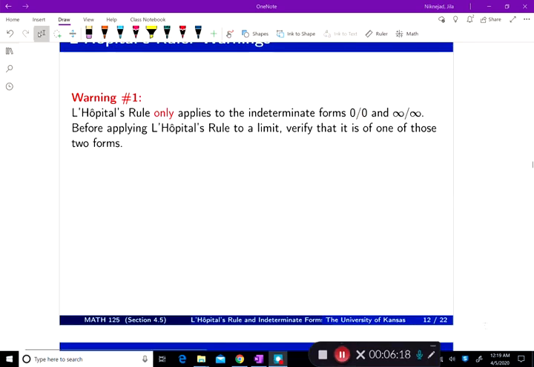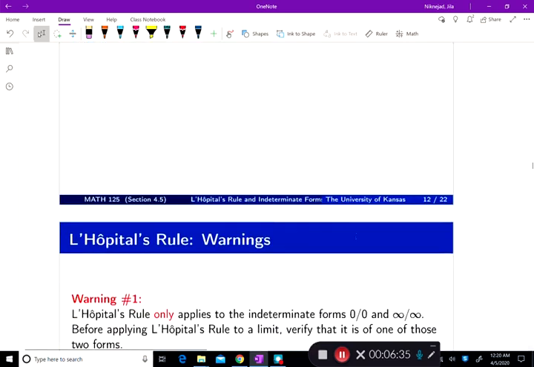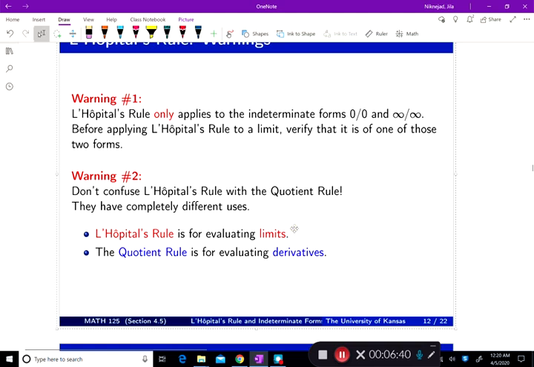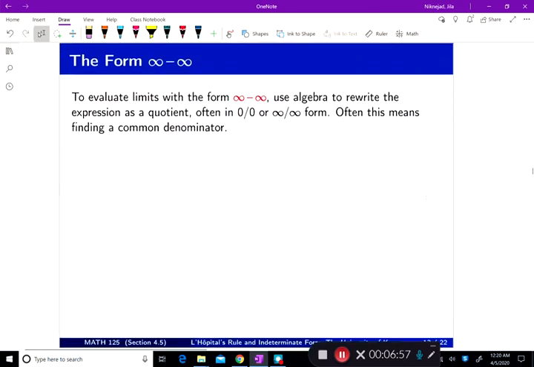As we're doing the examples, I kept repeating a few things. First of all, the L'Hopital rule only works when the indeterminate form is 0 over 0 or infinity over infinity. Otherwise, it doesn't work. The second thing is don't confuse the L'Hopital rule with the quotient rule. They are different things. L'Hopital rule is to find the limit. Quotient rule is to evaluate derivatives. So one is for evaluating limits, and the other for evaluating the derivative.